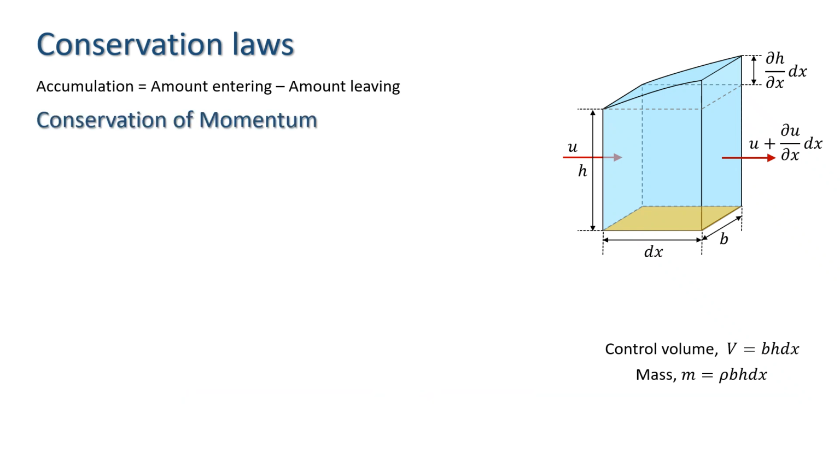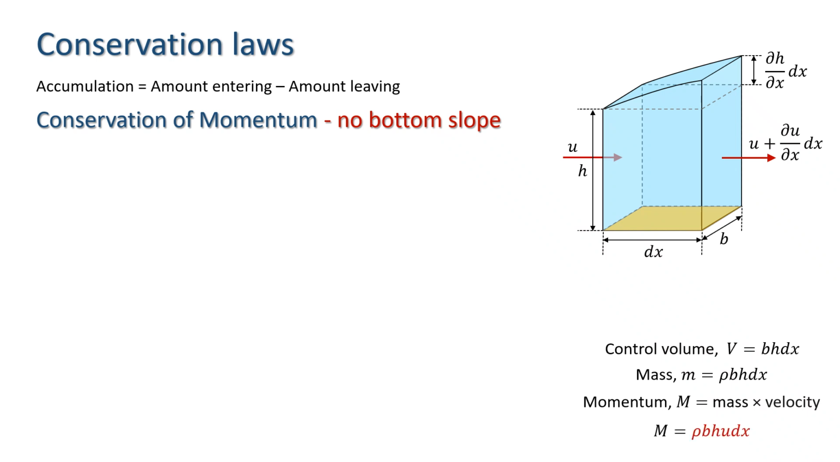For now, we will assume there's no bottom slope, i.e. that the channel bottom and hence the base of the control volume is horizontal. First, we note that momentum is defined to be the product of mass and velocity, which for our control volume is rho bhu dx. Thus, the accumulation of momentum in time dt is given by d/dt of rho bhu dx dt.